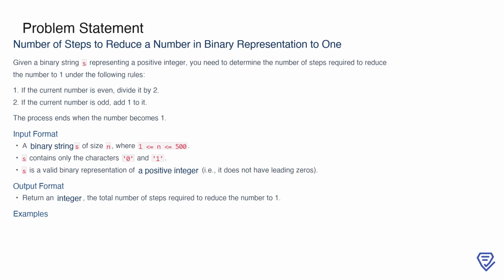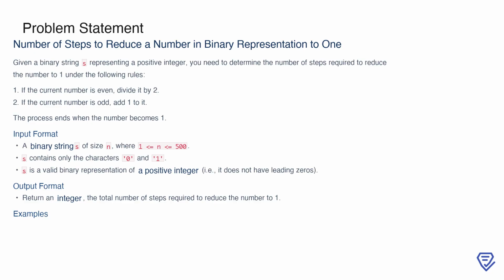string, down to 1. The process follows two simple rules: if the number is even, we divide it by 2, and if the number is odd, we add 1 to it. The process ends as soon as the number becomes 1, and our goal is to calculate the total number of steps required to achieve this.